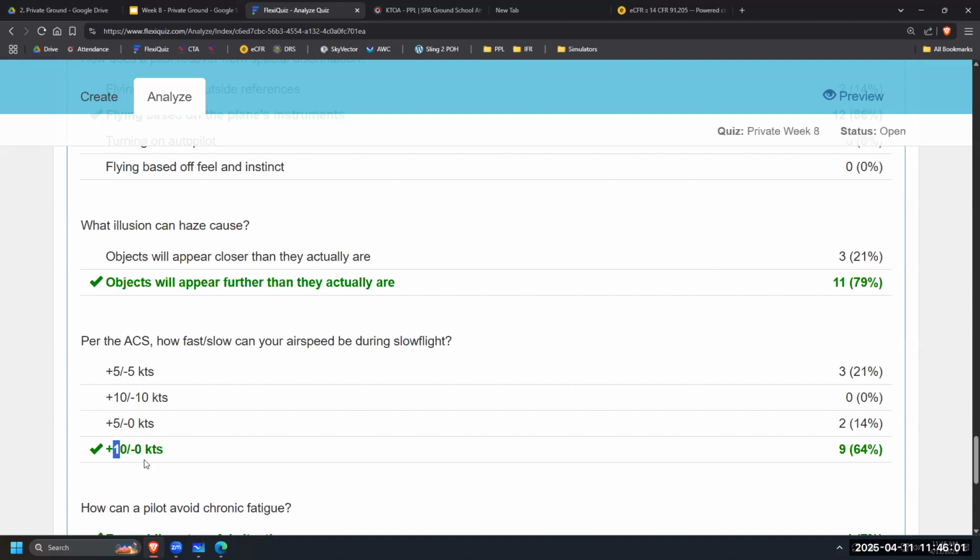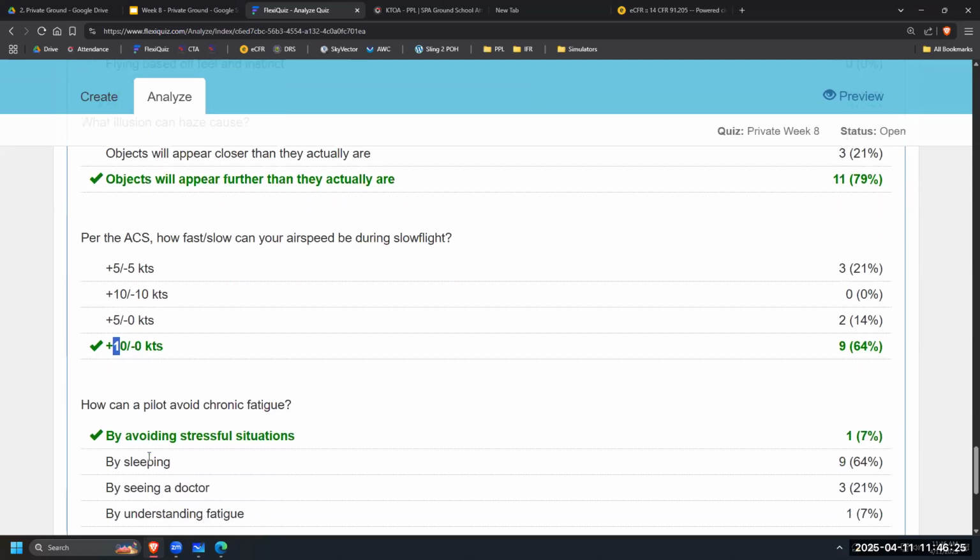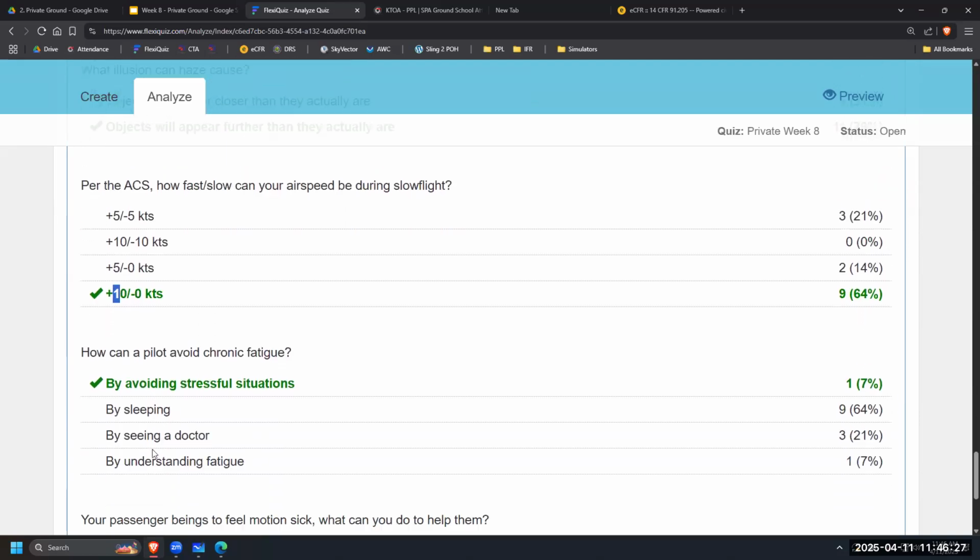So you choose a number that's going to allow you to at least drop 2. For example, you tell the DPE that you want to fly 58 on the slow flight. You aim for 60. This is going to give you 8 above, 2 below, and you can still drop below, right? So don't say 58 and now you're screwed because you can't go below 58. Tell them 58, fly 60. It's going to give you 8 above, 2 below. How can a pilot avoid chronic fatigue?